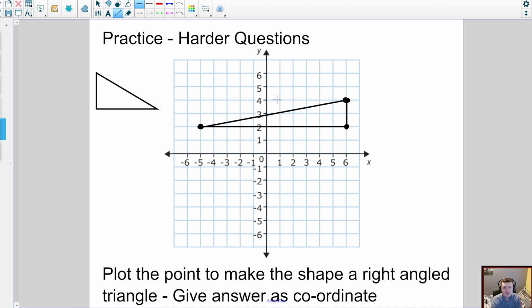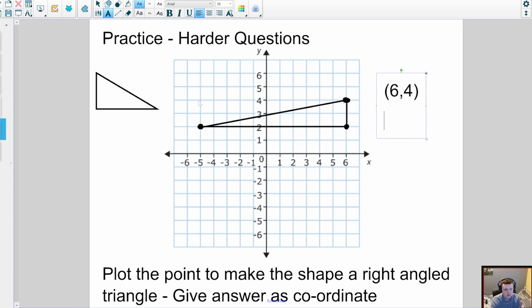And so there are many, many answers to this problem. For example, in this case, it would be (6, 4). You could also have (6, 3), (6, 5), (6, 6). Anywhere up and down along this line would be an adequate answer. And anywhere up and down on this line too.